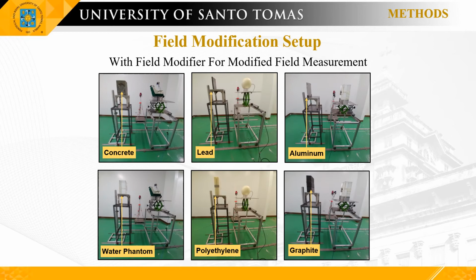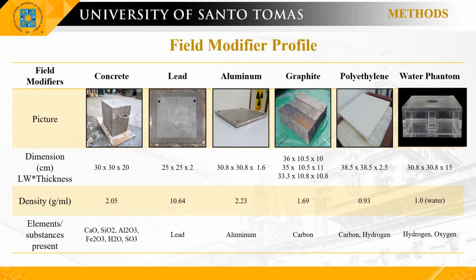The upper row shows the setup for concrete, lead, and aluminum, while the lower row shows the setup for water phantom, polyethylene, and graphite modifiers from left to right. Here is the field modifier profile showing their corresponding dimension, density, and composition. The thinnest is the aluminum modifier and the thickest is the concrete modifier, whose dimensions are based on the NCRP recommendation for concrete walls in a radiation facility.